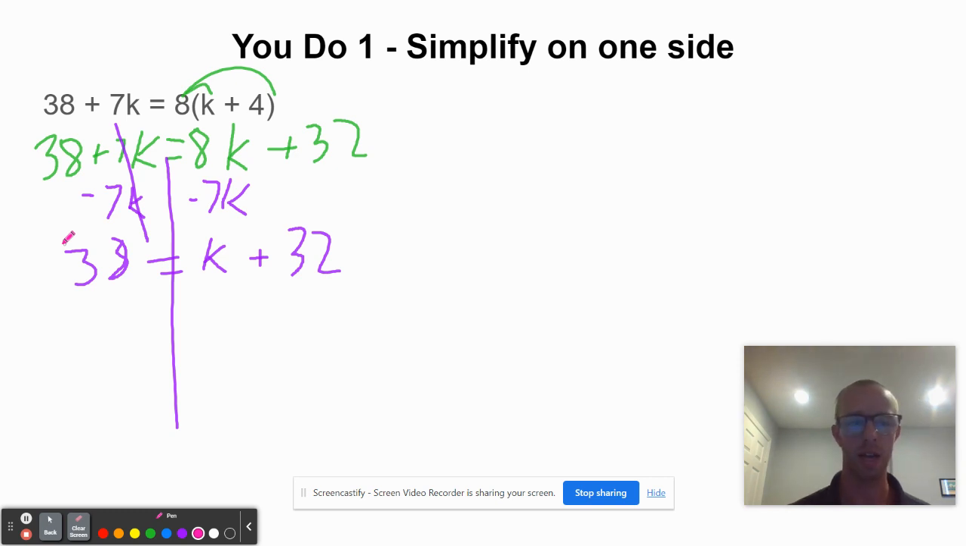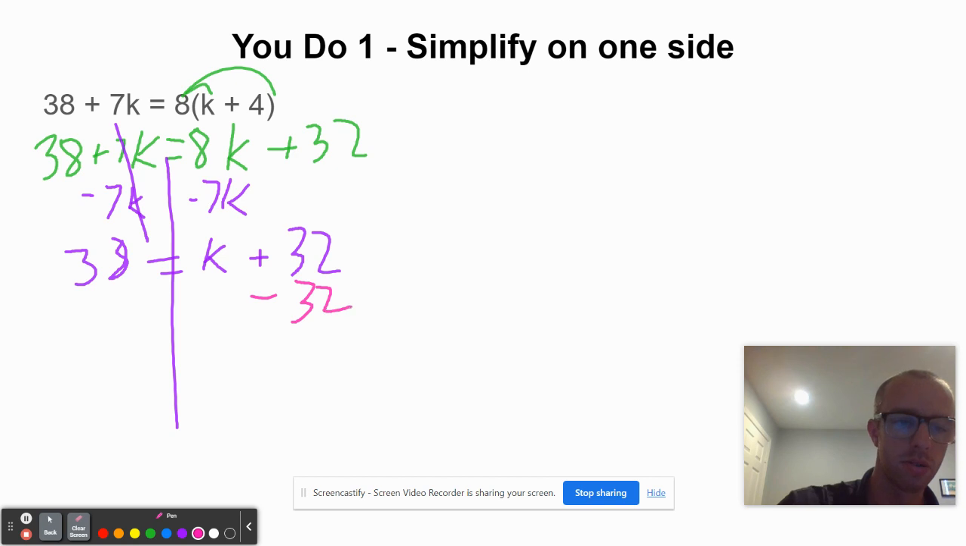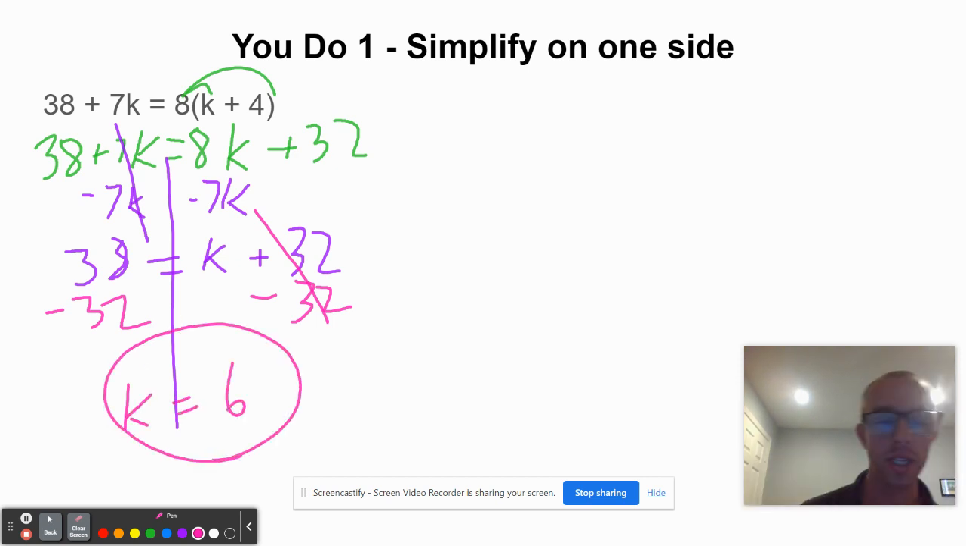Well, how do I show that mathematically? I want to get this k by itself. Subtract 32 from both sides. These cancel. And we get k is equal to 6. There's no division that needs to be done at the end here because k doesn't have a coefficient. I guess there's an invisible coefficient of 1. But when you divide by 1, 6 divided by 1 is still 6. So it doesn't matter. All right? Get k equals 6.